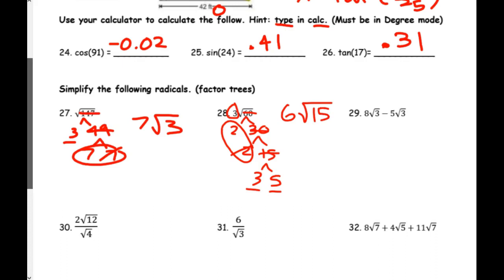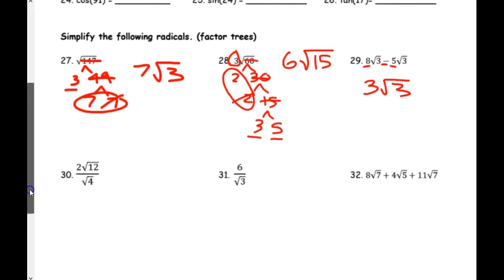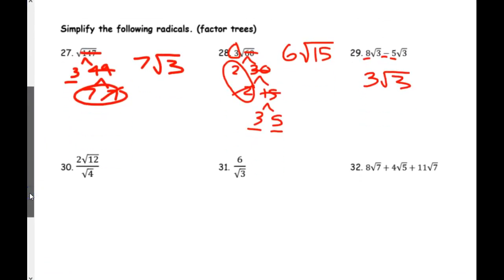Okay? On the next one, you can only subtract the same square root. 8 minus 5 is 3. The square root stays the same. Alright? When you're dividing, oh my gosh, 2 over 1 is still 2. And then 12 over 4 is 3. Divide the coefficients, divide the square roots.